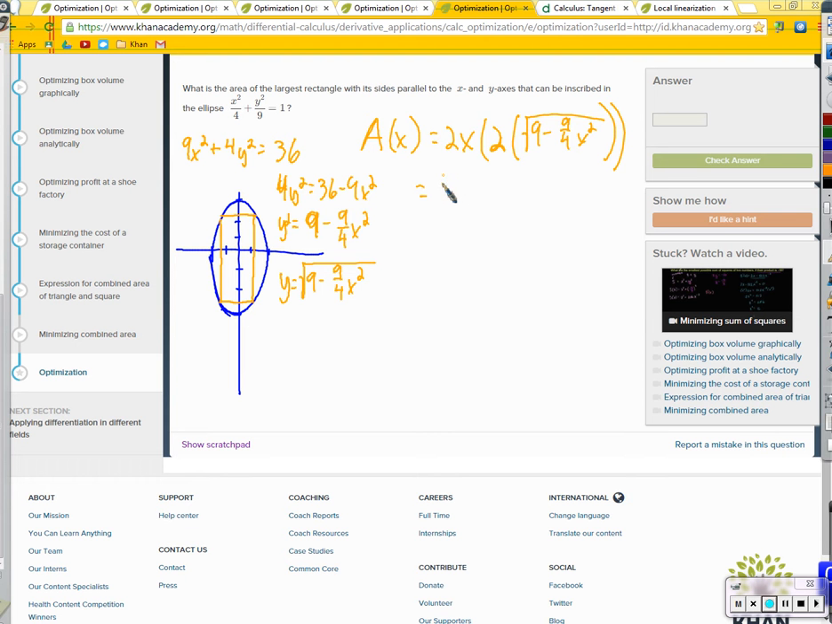So maybe we'll multiply this together. We get 4x times the square root of 9 minus 9 fourths x squared. We could take the derivative by doing the product rule.